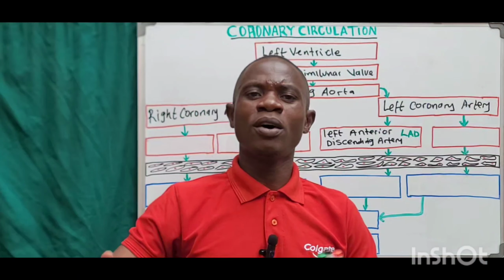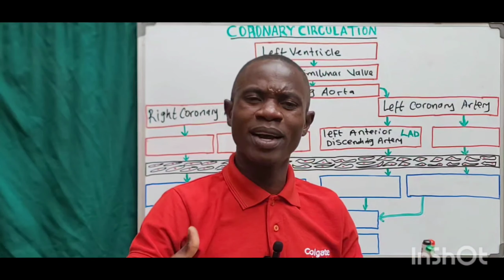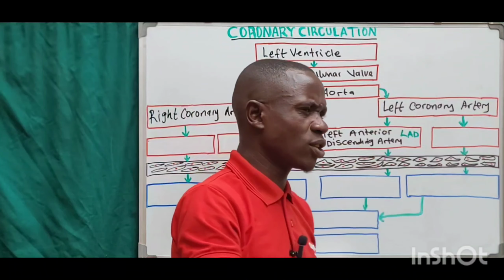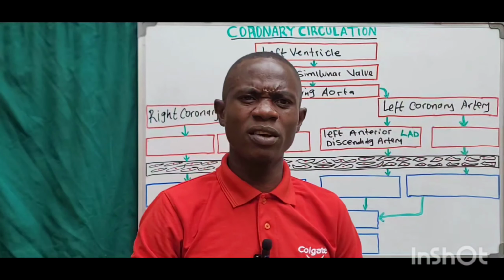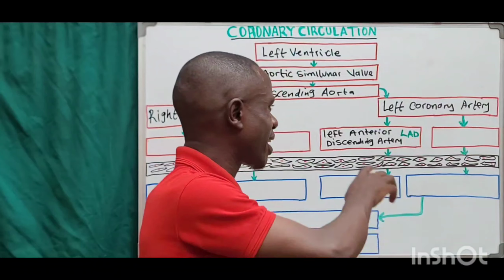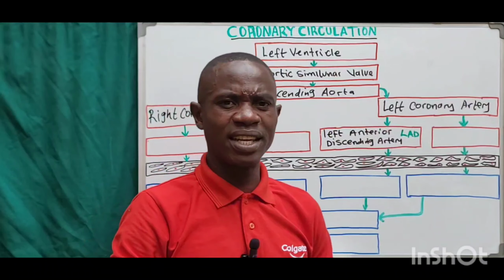This artery is super important in a way that it supplies the biggest percentage of the left ventricle, or the apex of the left ventricle. It supplies the bigger part. And this artery is very commonly affected whenever you have atherosclerotic plaques clogging the left anterior descending artery.